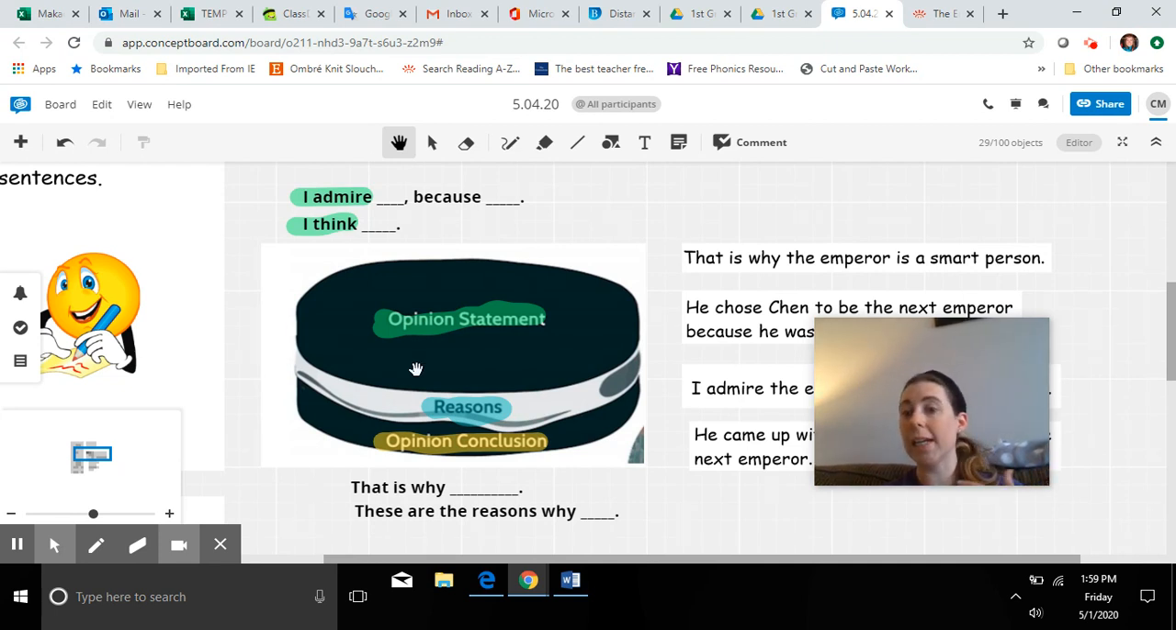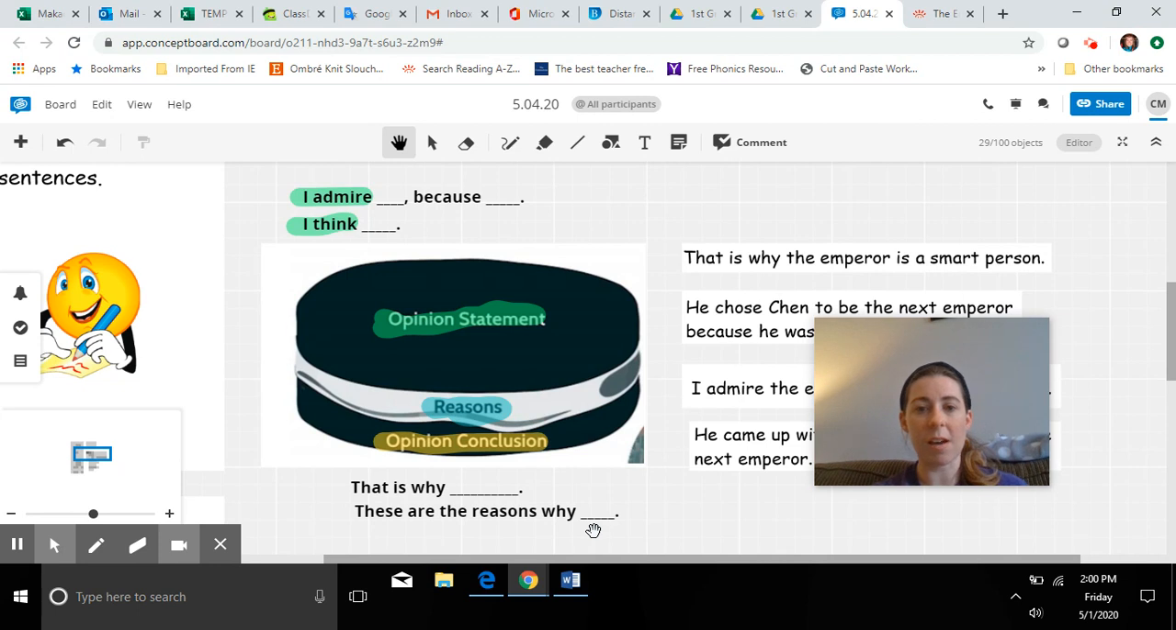Because in the story, this happened. Because the character said this. Because the character did this. Okay? And then your conclusion, it might end something like this. That is why blank. Let's try the next one. These are the reasons why blank.